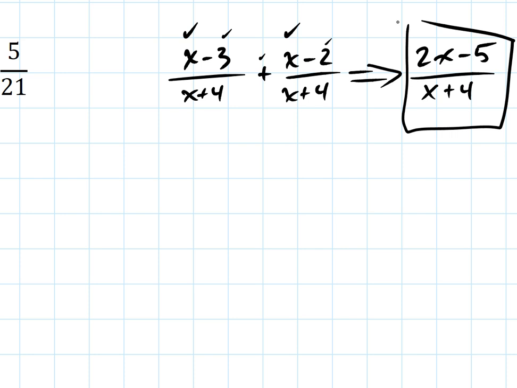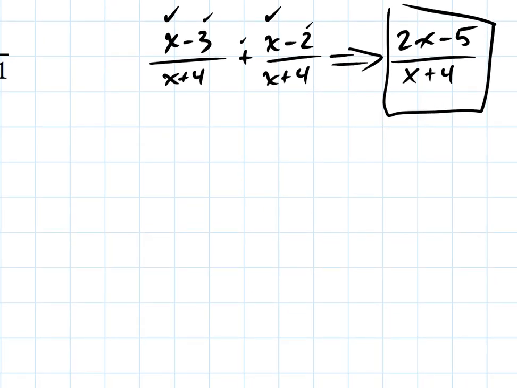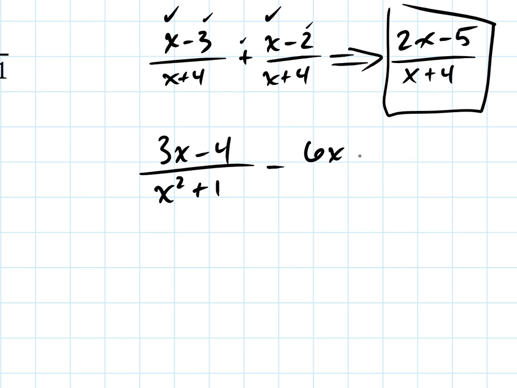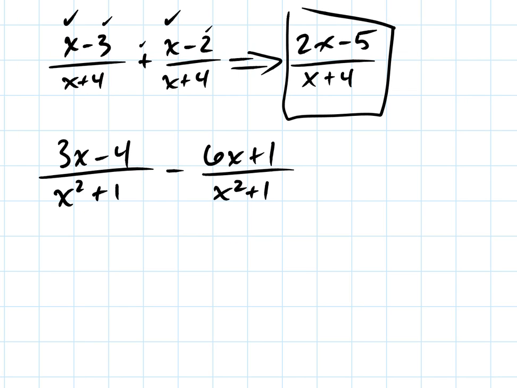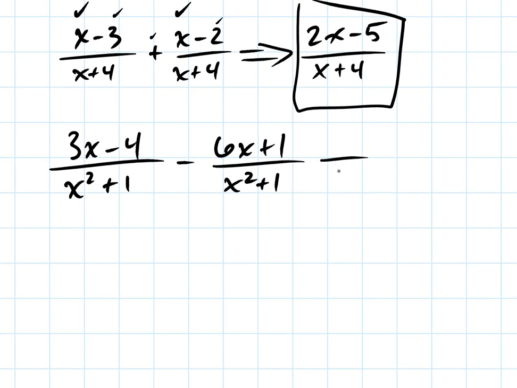I will look at an example with subtraction just because there's a mistake that students can make because of the distributive property. Let's just look at 3x minus 4 over x squared plus 1. And from that, I'm going to subtract 6x plus 1 over x squared plus 1. So same basic setup here. We still have a common denominator, right? They're both over x squared plus 1. So that's going to be the divisor of my difference, right?